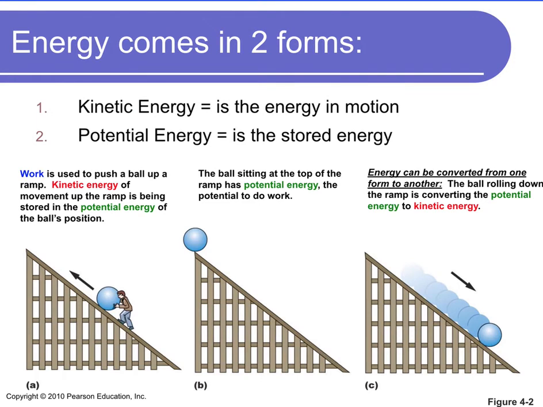Now, energy comes in two forms. We have kinetic and potential. Kinetic is energy in motion. Potential energy is stored energy. So this man pushing this stone up the ramp is an example of kinetic energy because he's moving. Now that the stone is at the top of the ramp, he has stored potential energy. So this stone has the potential to roll down, and it does. So then that potential energy is converted back to kinetic. So energy can be converted from one form to another, as seen in this example.